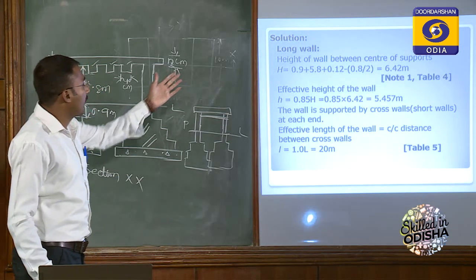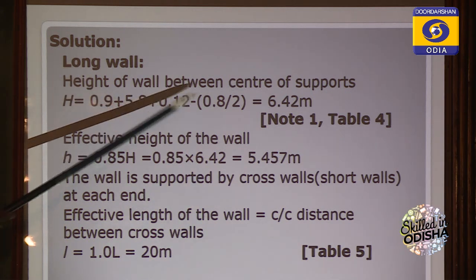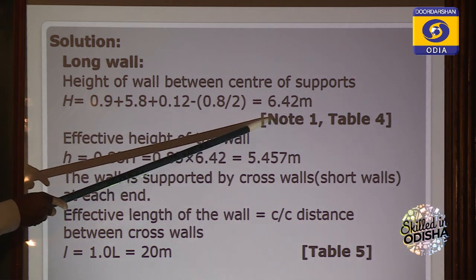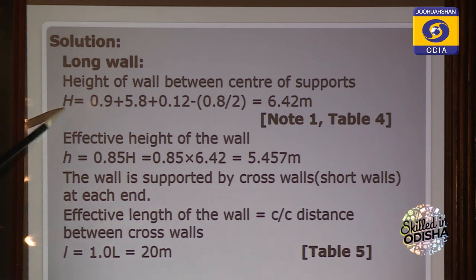So first we have to calculate the long wall, and then we have to go to the short wall. In the long wall, the height of the wall between center of supports, h. So how to calculate h? This h has been calculated using table 4 of the IS 1905 1987 code.